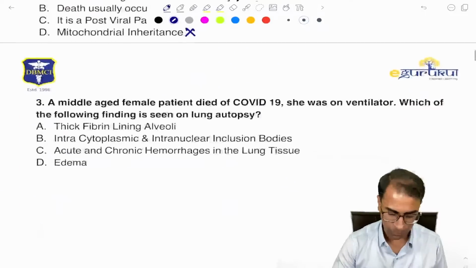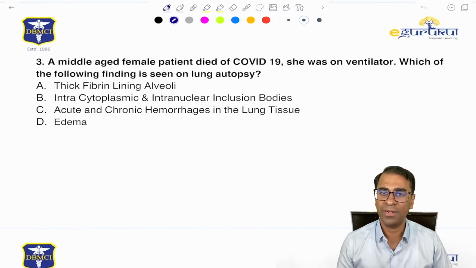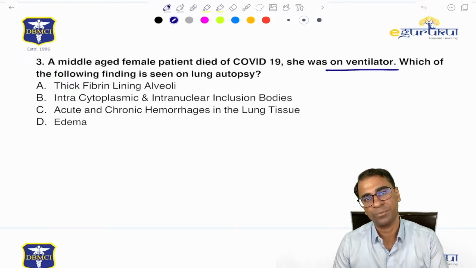Okay? Chalo. 3. A middle-aged lady died of COVID-19. She was on a ventilator. The following finding is seen on lung autopsy.